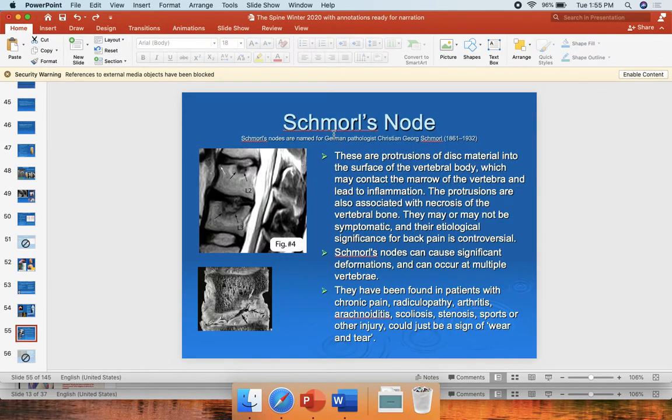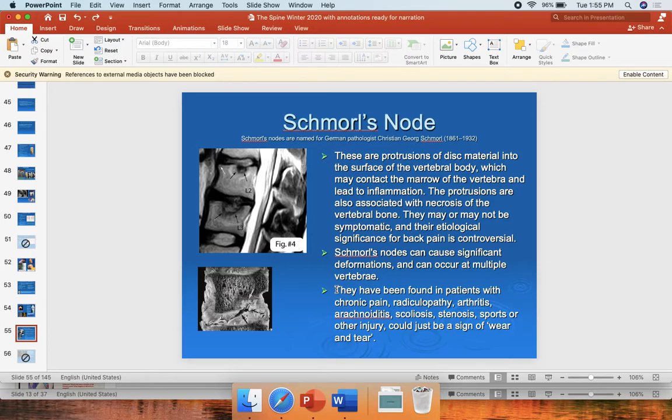The next one we're going to cover is a Schmorl's node. So a Schmorl's node is really simple. A Schmorl's node is simply a protrusion of the disc into the vertebral body. That's all that's happening. So you can see here a disc is going to protrude into a vertebral body. Some type of deficit is occurring in the bony structure, which is not keeping that disc in place. And the disc will overcome the bone's ability, and it will eventually push up, disrupting bony structure. That's all a Schmorl's node is.